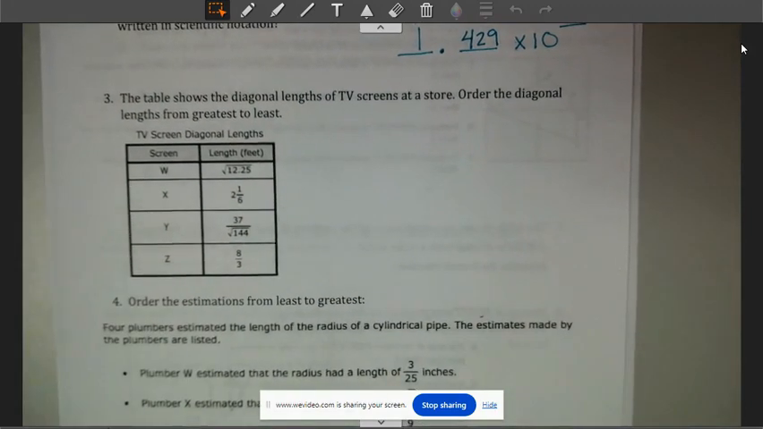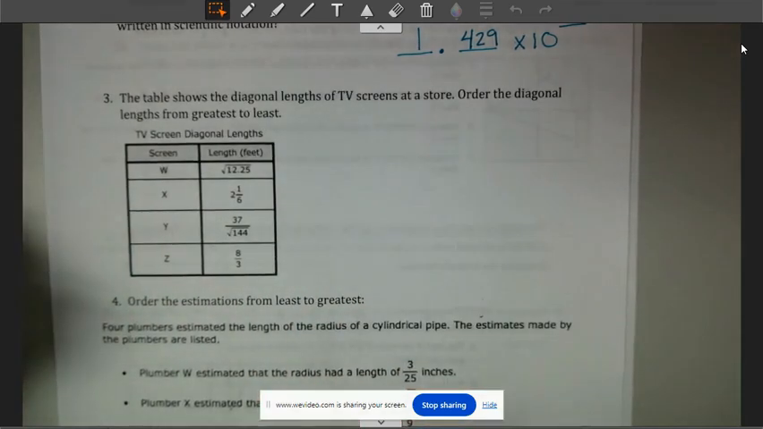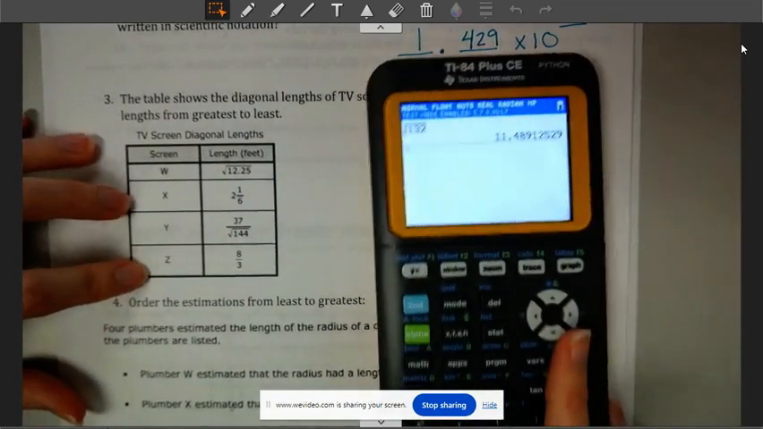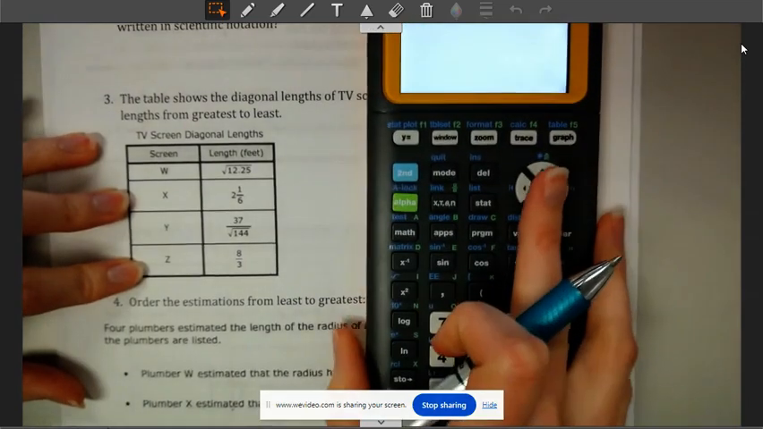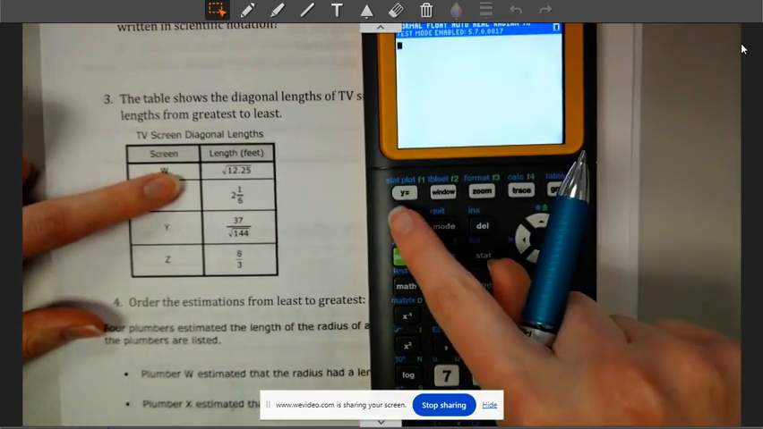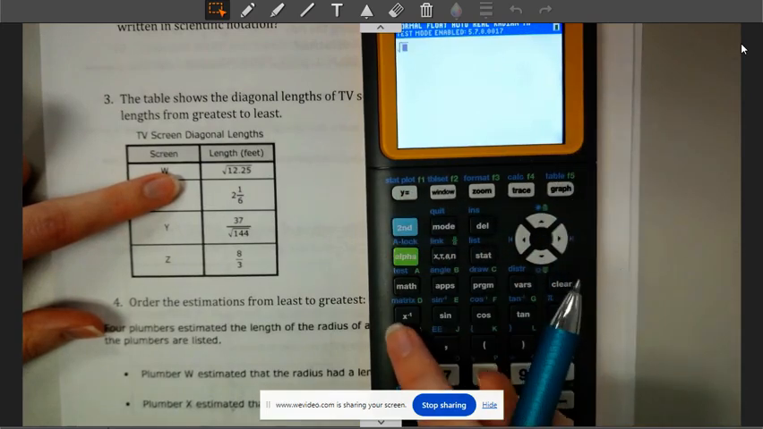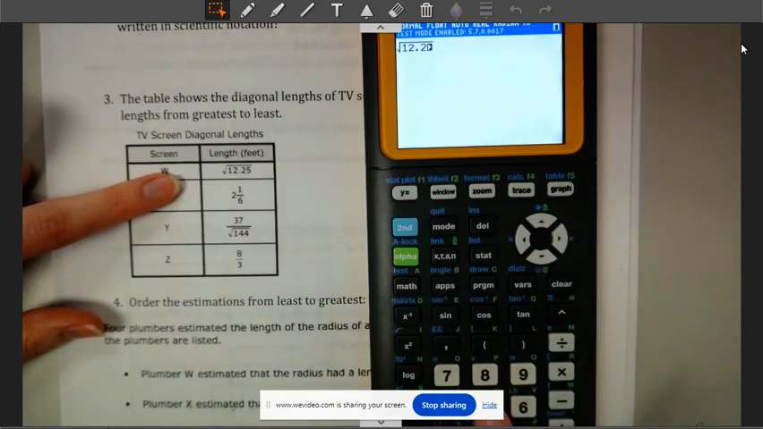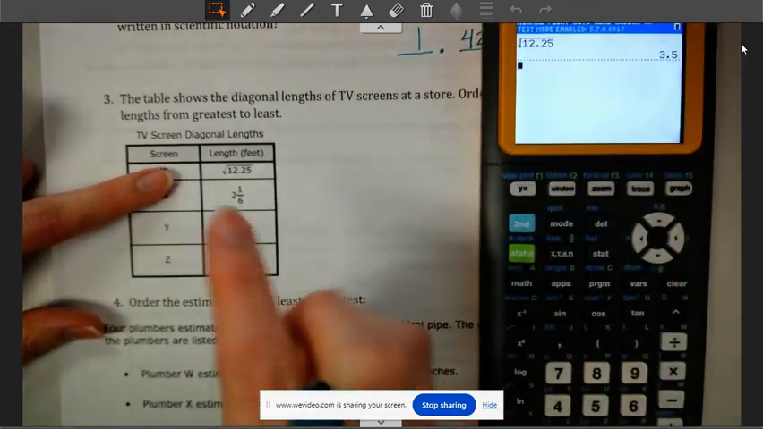Number 3. The table shows the diagonal lengths of TV screens at a store. Order the diagonal lengths from least to greatest. When we want to put something in least to greatest, we want to make sure that they are all decimals. So we're going to use our calculator, and I'm going to change them all to decimals. The first one, I'm going to do the square root of 12.25. To do the square root, it's second x squared, 12.25, and then we get 3.5.